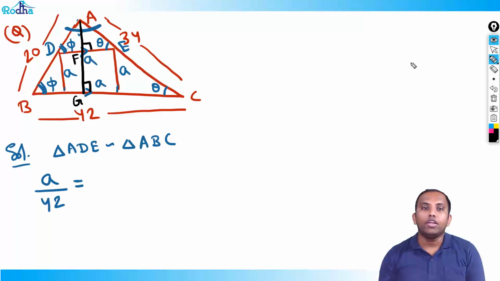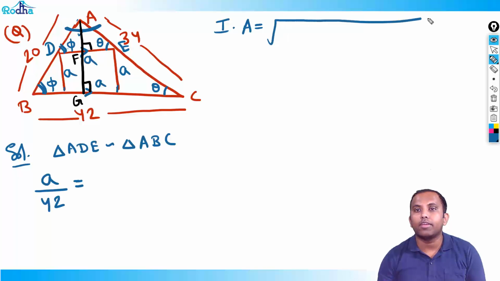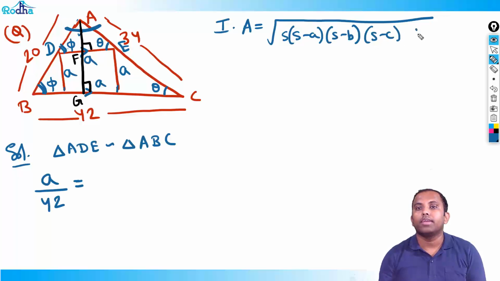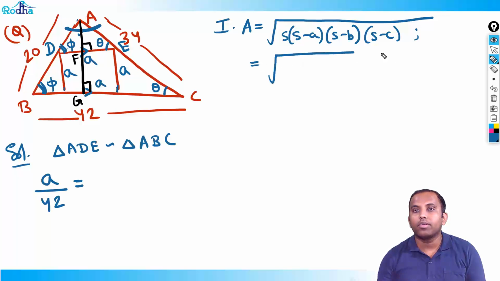How do you get the height of a triangle? See, the height of a triangle you can get by two methods. The first one is by area. So what is the area of a triangle? Root under S into S minus A into S minus B into S minus C, where S is the semi-perimeter, right? So what is the area here? What is S here?